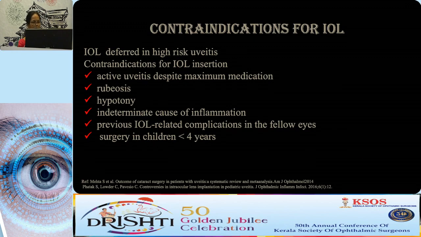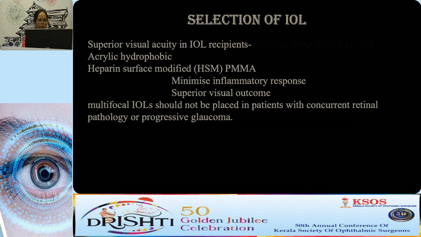Contraindication for placing an IOL in high-risk uveitis only: that is, active uveitis despite maximum medication, rubeosis, hypotony, indeterminate cause of inflammation, and previous IOL-related complications. Selection of IOL: superior visual acuity in IOL recipients was shown by a meta-analysis by Mehta et al.